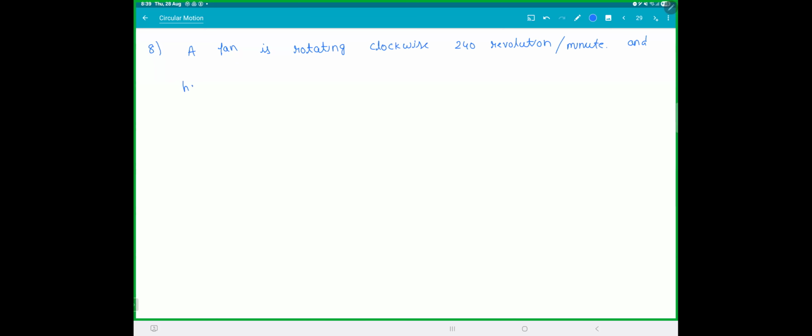And has angular acceleration pi by 4 radian per second square. There, wantedly, I'm messing up. One place I gave revolutions, one place I gave radians. Anti-clockwise.